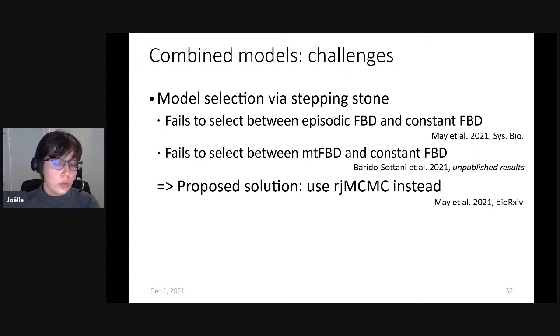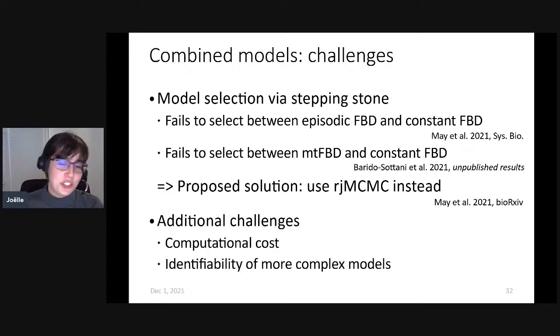The proposed solution to that was to use reversible jump MCMC, which is a method that allows you to explore different models as part of the same MCMC inference. So instead of using a stepping stone or Bayes factor to make calculations after the fact on the marginal likelihood of a model, you integrate all of the models in the inference, and then you use the regular MCMC chain to jump between models and give you a posterior distribution for each one. So that's a pretty promising approach, but there are a few challenges again with that.